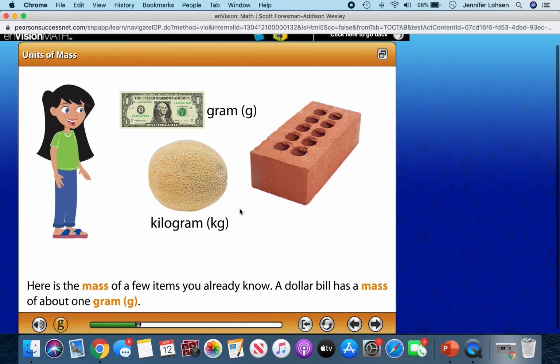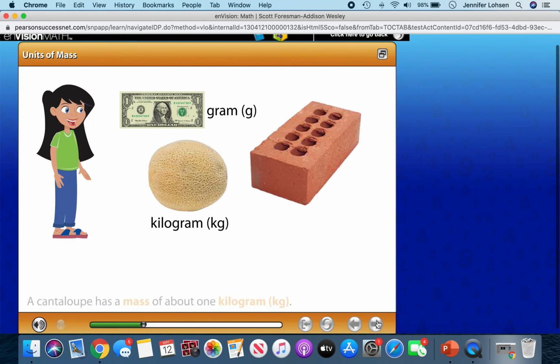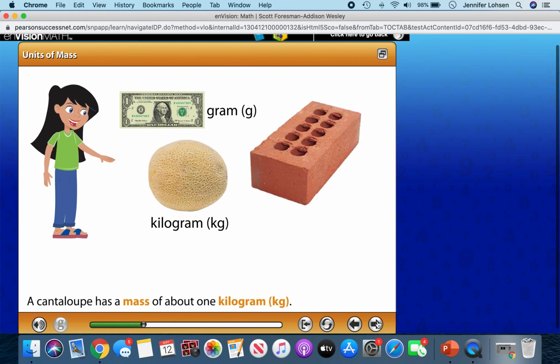So if you had 1,000 single $1 bills, that would be roughly an equivalent mass to one cantaloupe. Okay. If you guys don't know what a cantaloupe is, it's this fruit right here. When you cut it open, it's orange on the inside. So I'm sure if I say that, maybe you guys will see it a little bit better. A cantaloupe has a mass of about 1 kilogram.